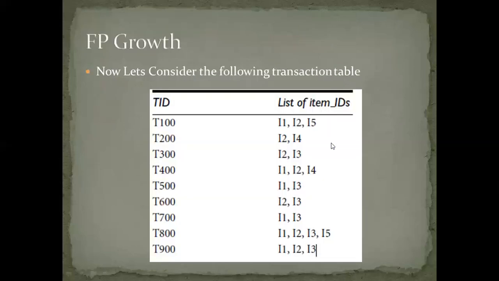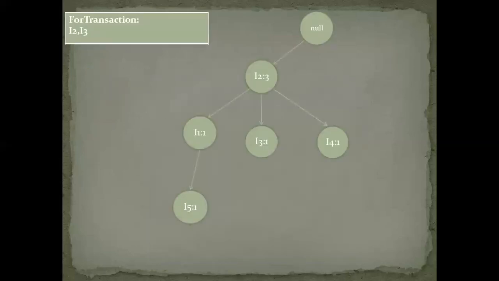The next transaction is T300, which is I2 and I3. Previously we had I2 as 2. Now we are getting I2 again in the third transaction, so we change I2 to 3 and connect I2 to I3 as 1. Why? Because I3 is coming for the first time, so we give I3 a count of 1.